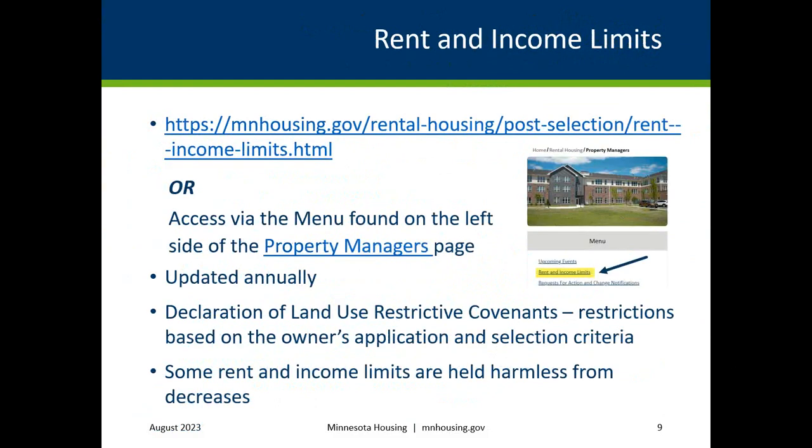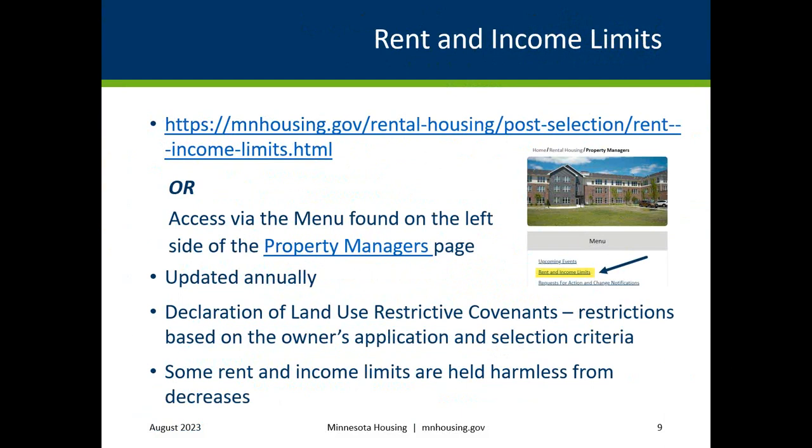Find all rent and income limits used by the multifamily division on the website shown on this slide. Find previous year's limits under the archive or prior year links within each section. Minnesota Housing uses income limits published annually by HUD, usually in April, to calculate rent and income limits for its deferred loan programs. We send an e-news to notify owners when updated rent and income limit charts are available on our website.